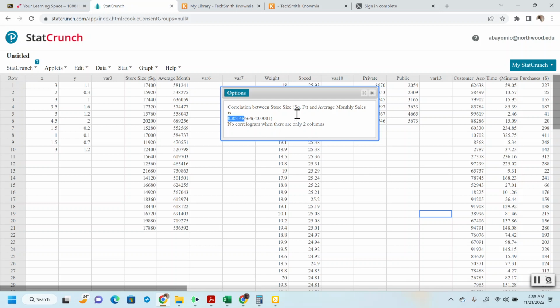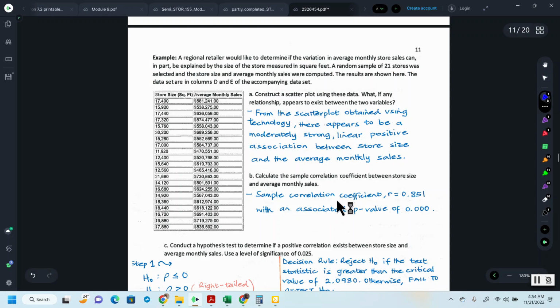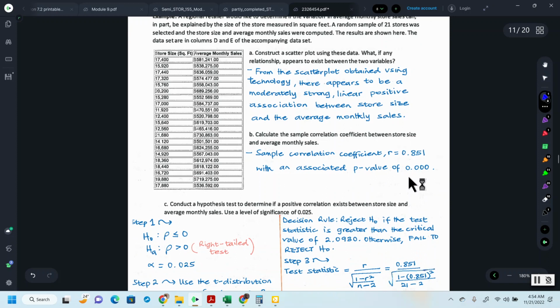0.8514, and the p-value is very, very small. In fact, it is smaller than 0.0001. So here we have the reported values here: r equals 0.851 with an associated p-value of literally 0 because it's very, very small.